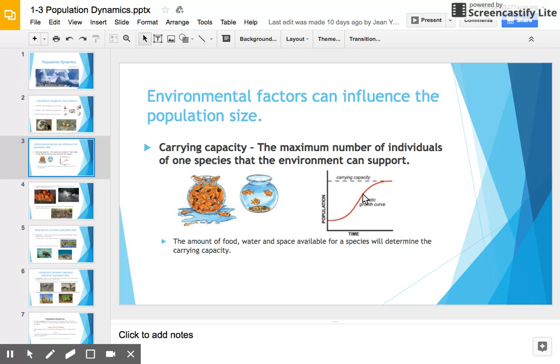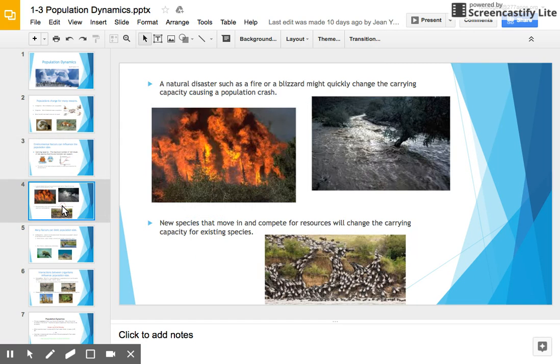You see the population size increasing for a species until it hits carrying capacity, and then it levels out. Even if more organisms are born, that environment can't support them, and so something has to change. Population can't continue to expand in the same environment. A natural disaster, like a fire or a blizzard, could cause a change in the carrying capacity. It could cause the population to crash because all of a sudden the environment has changed and there aren't enough resources to support the organisms that had previously been living there.